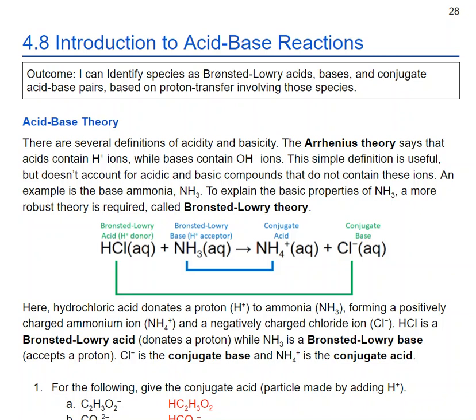So we use Bronsted-Lowry theory. An acid is going to be a proton donor, while a base is a proton acceptor. We also form chloride as the conjugate base and ammonium as the conjugate acid.